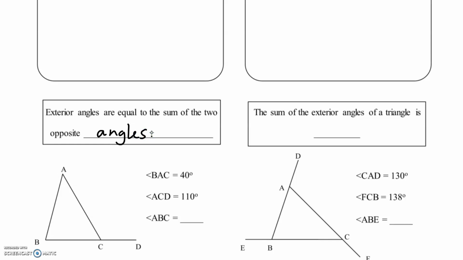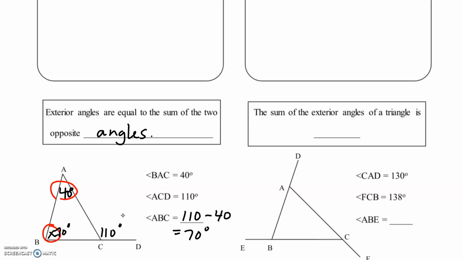We'll put in BAC is 40 degrees here, and ACD is 110. So what we know is we need to find angle ABC, and we know that this angle and this angle add together to give you 110. So if I need to find angle ABC, which is angle X, I just have to take 110 and subtract 40. And that gives me 70 degrees. So I know this has to be 70. And if we check, 40 plus 70 does equal 110. Okay, let's look at the next one.